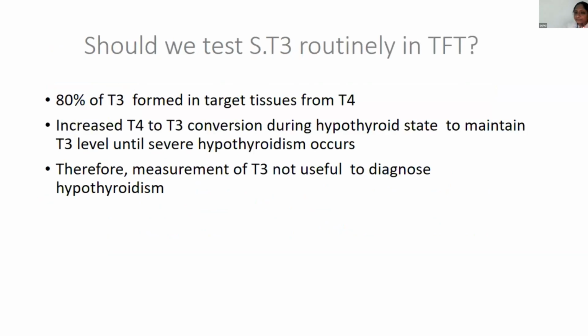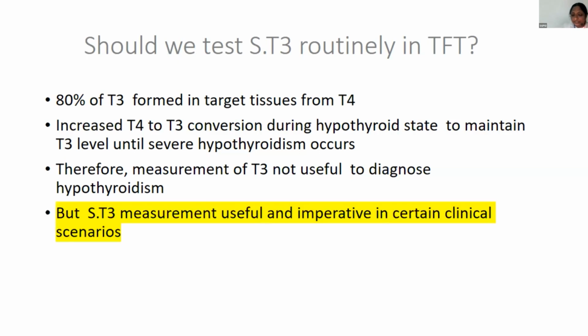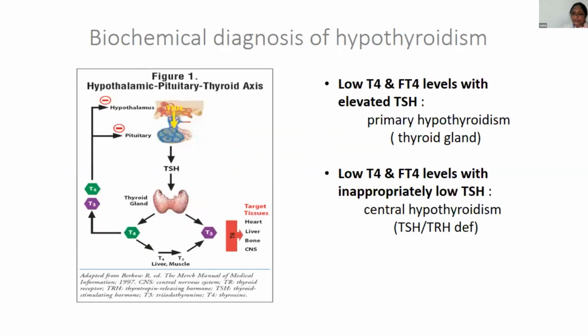Should we test serum T3 routinely? We know that 80% of the T3 is formed in the target tissues from T4. And when there is a hypothyroid state, there is an increased T4 to T3 conversion to maintain T3 as normal as possible. Therefore, measurement of T3 is not useful to diagnose hypothyroidism. But there are certain scenarios where serum T3 measurement is useful and imperative. We'll discuss this later.